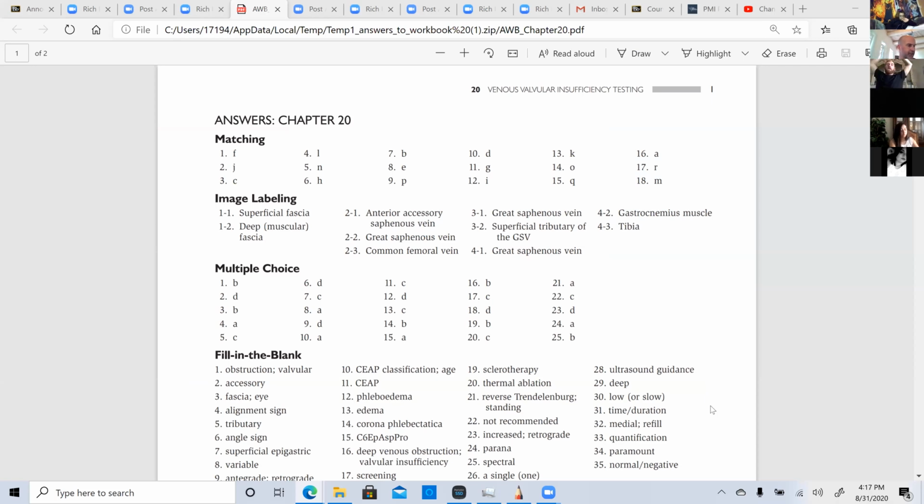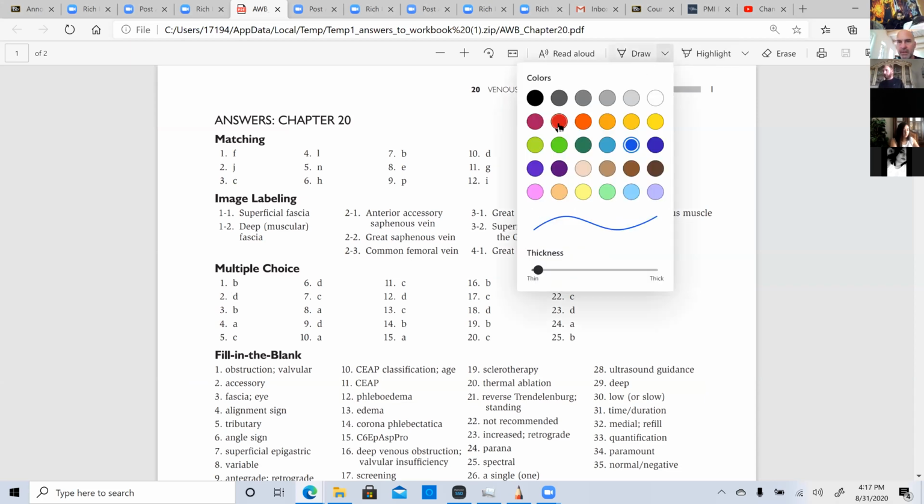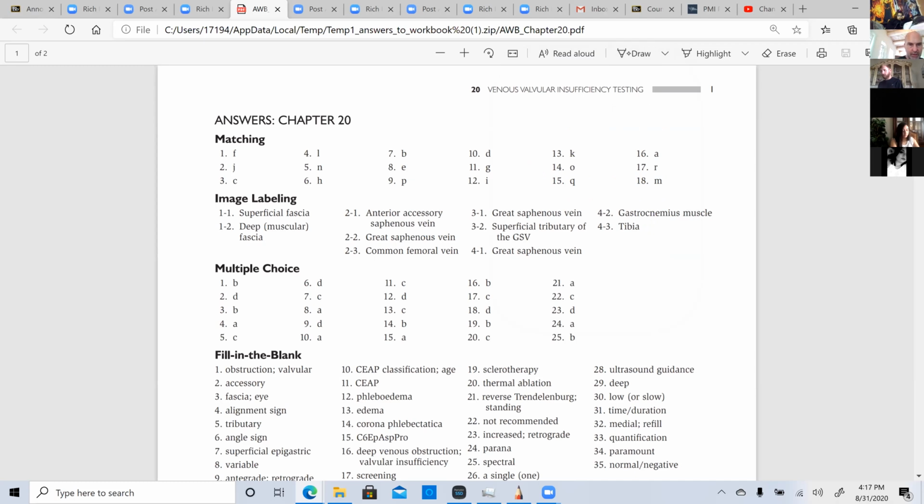Matching. Did anyone have any trouble with matching? Those were pretty straightforward. Let's just jump to multiple choice. So this, can I draw on this? I wonder if I can mark up highlights. Draw, nice. Okay. All right, go away. Go away.